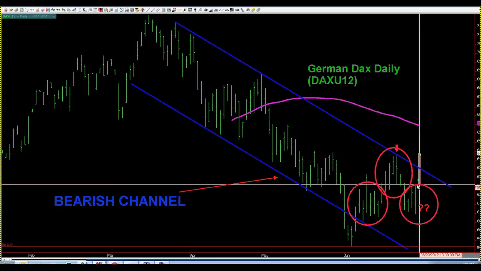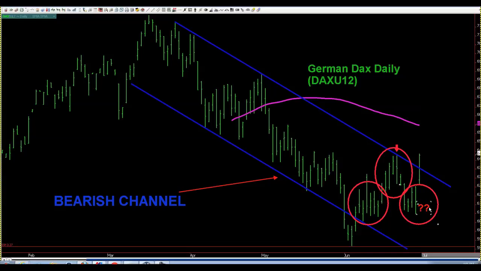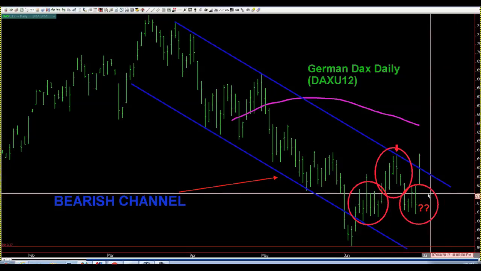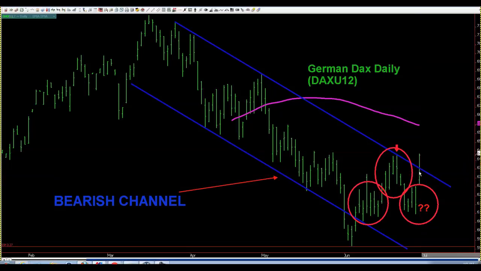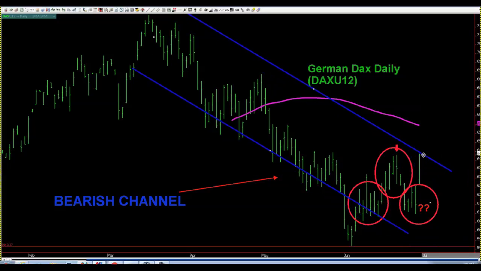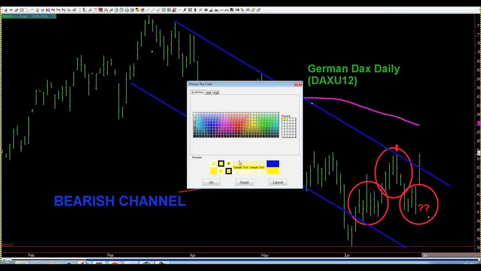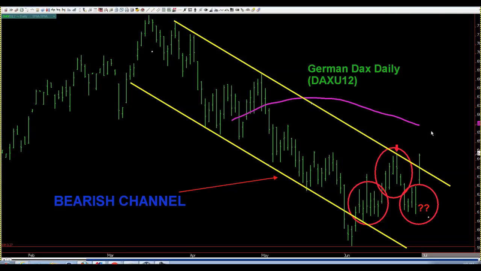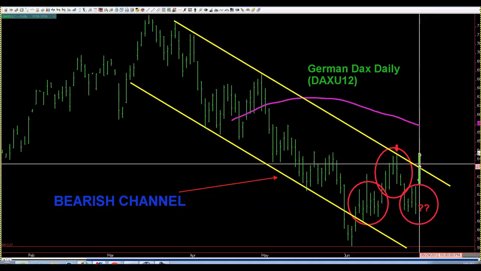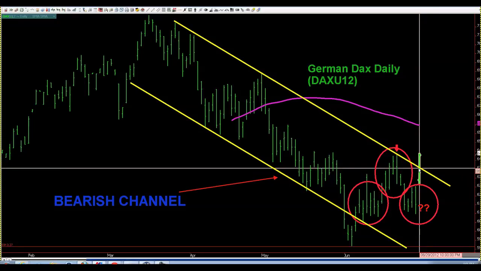So here we are with the DAX. It puts in the head and shoulders. It starts filling in the right shoulder. Then today, wha-bam, we get up above this huge resistance channel. Let me just darken that in so you can see it a little better. Huge, huge resistance channel. We get above it on Friday with the crazy news out of Europe.